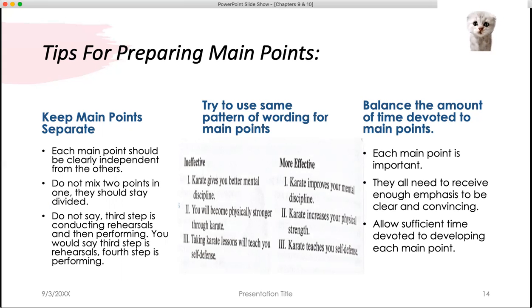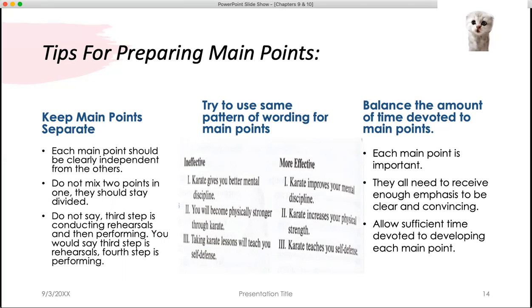Here is an example of using a pattern of wording for main points. So an ineffective way would be: karate gives you better mental discipline. You will become physically stronger through karate. Taking karate lessons will teach you self-defense. There's not a good flow to that. So you want to keep that same word pattern. Let's look at the more effective example. Karate improves your mental discipline. Karate increases your physical strength. Karate teaches you self-defense.